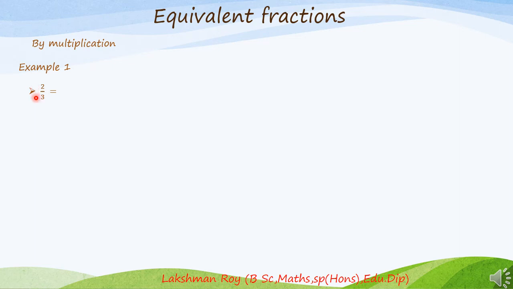Now see here, I'll do this one. This is my fraction, so I multiply numerator 2 and denominator 3 by 2, right? You have to multiply by the same number. Then what do you get? 2 into 2 is 4, that is the numerator. Then 3 into 2 is 6, that is the denominator. So this is one equivalent fraction to 2/3.